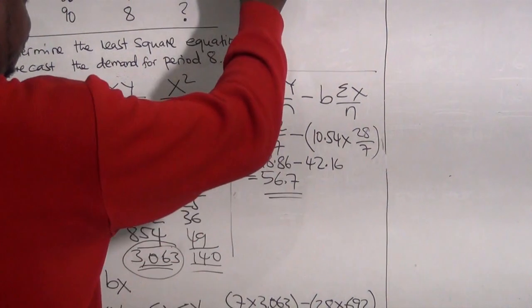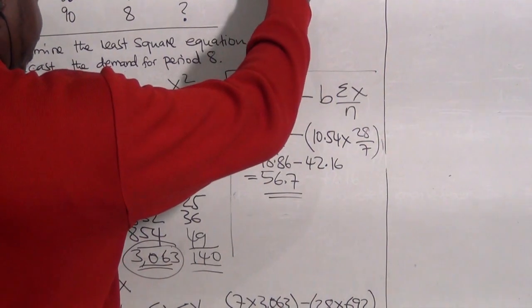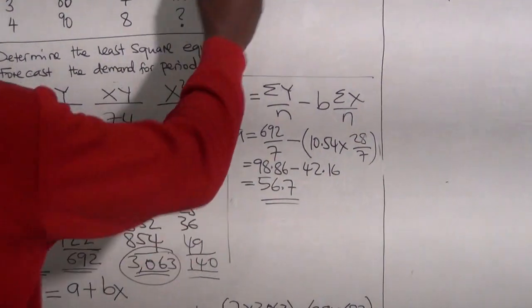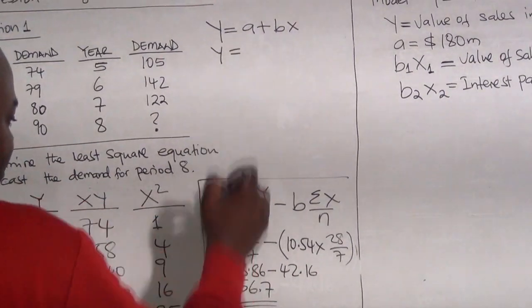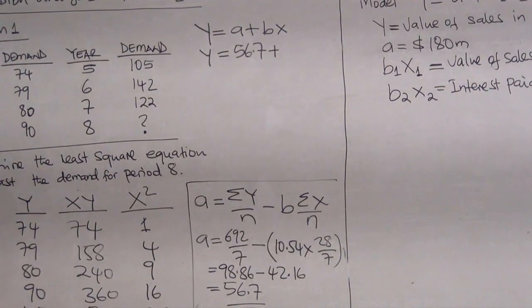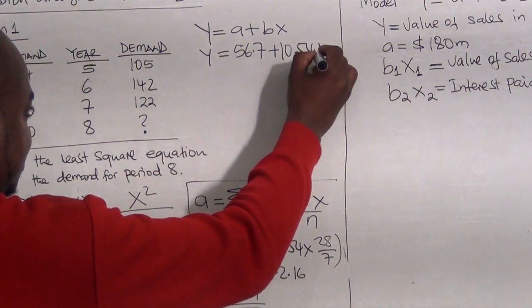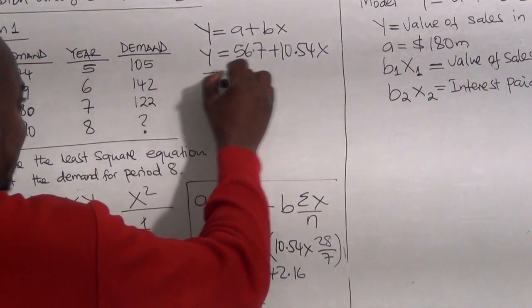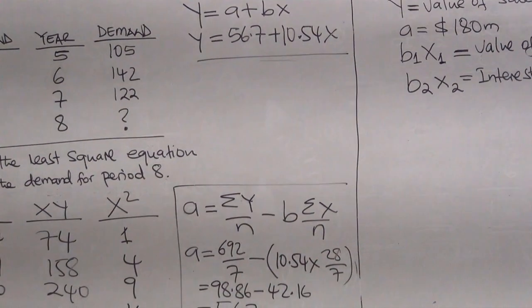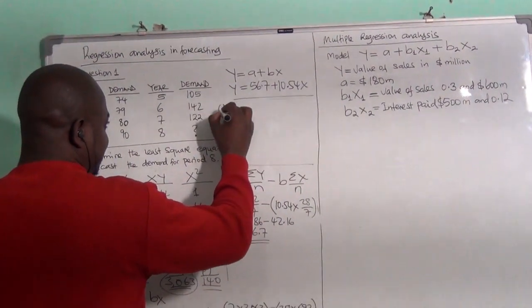So now with this, I can come up with the equation itself, which is y is equal to a plus bx, all right? And then y there, I was putting the values. A is 56.7 plus my b is 10.54 x, and then that's the regression equation or the least squares equation as demanded in part A of the question. Part B or part 2 is asking us to forecast.